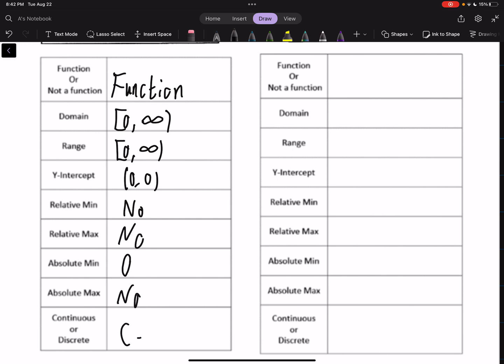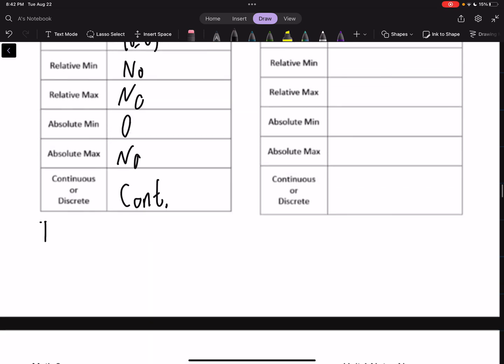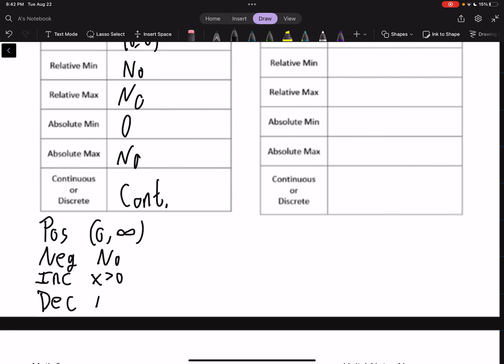No max. It is continuous. It is positive across the entire domain. That is to say, from 0 to infinity. It is not negative. It is increasing through the entire domain, so x is greater than 0. It is not decreasing.